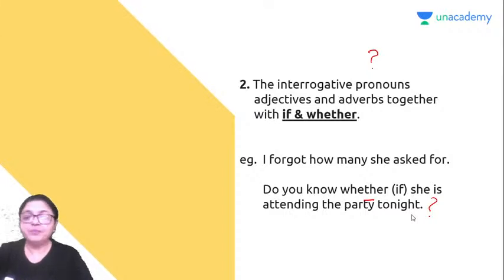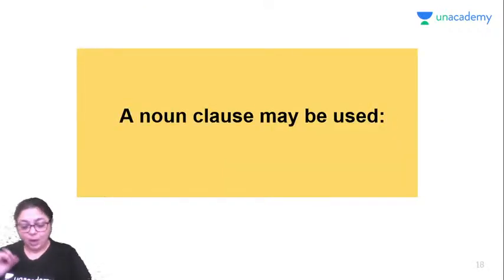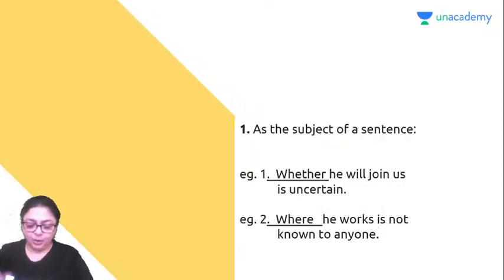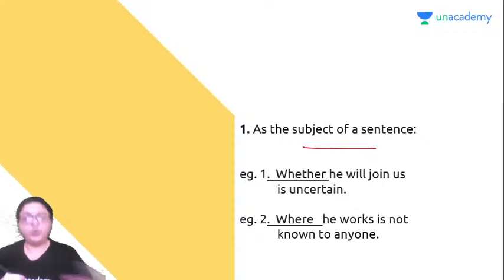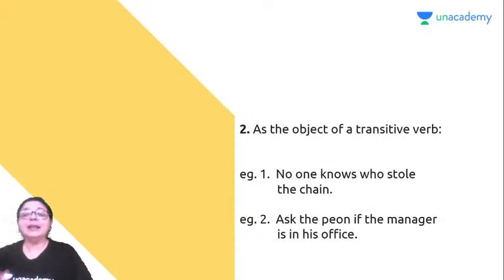Okay, now a noun clause. How can we use a noun clause? As the subject of a sentence. Yes, we can use the noun clause as the subject of a sentence. Whether he will join us is uncertain, and where he works is not known to anyone. No one knows. So this is the subject of the sentence, "whether" and "where". When we add these, we can make them a noun clause. Okay, moving on to the next one.